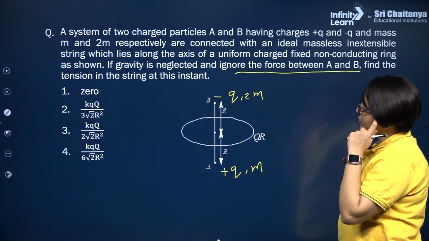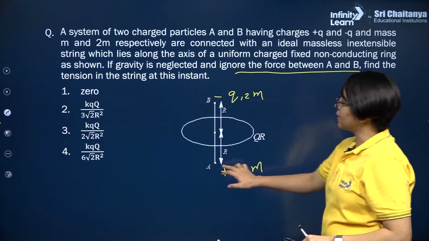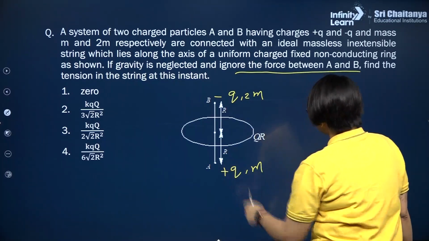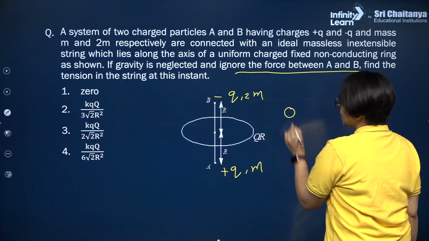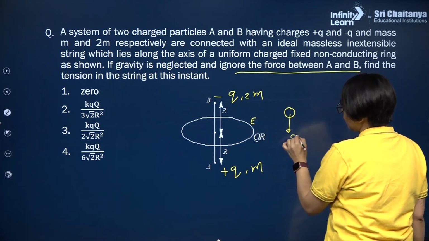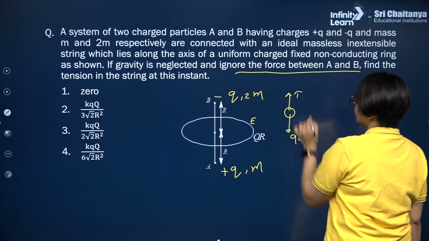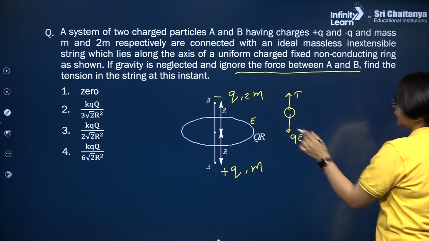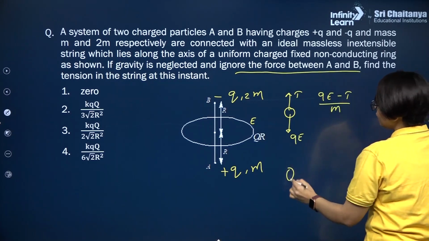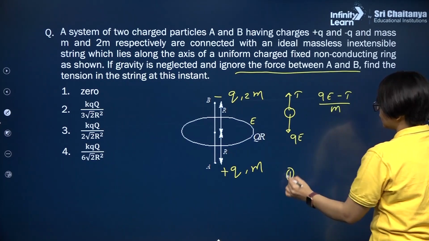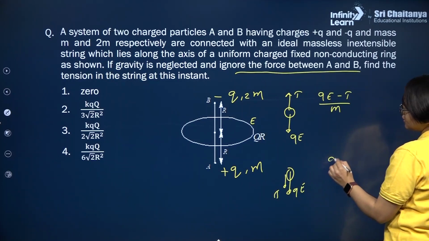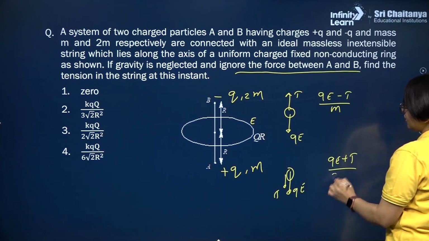So, over here this string is inextensible, that means both the particles will have the same acceleration by constraint motion. If you draw the FBD, let the electric field provided by this ring be E. For A, QE force in the downward direction, tension upward, so net acceleration is (QE minus tension) divided by m. For B, QE force in the downward direction, tension in the downward direction, so acceleration of B is (QE plus tension) divided by its mass 2m.